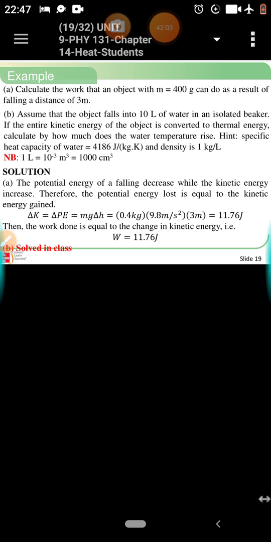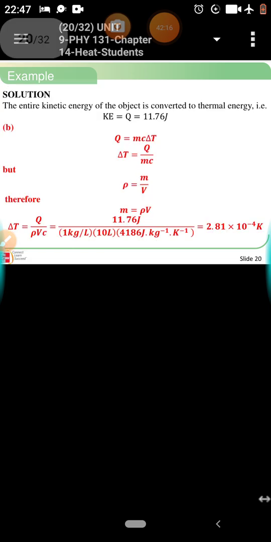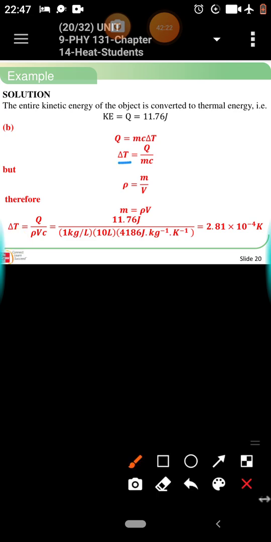So we have that. In B, what is required of us is that we assume the object falls into 10 liters of water in an isolated beaker. Okay, so we need to calculate by how much the water temperature rises. So now we have Q, and we need to solve for the change in temperature.